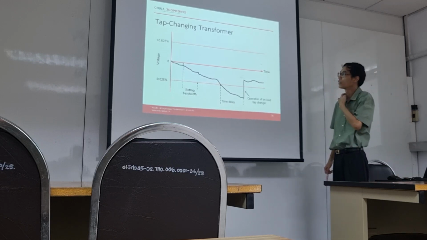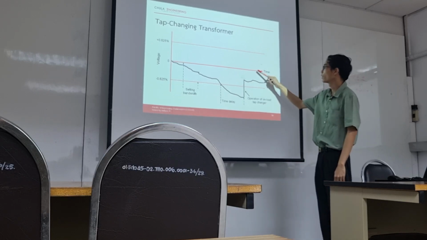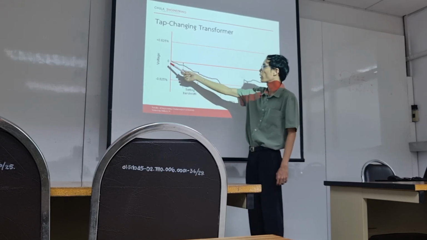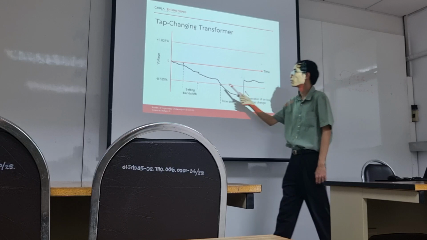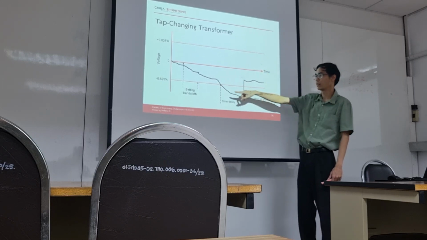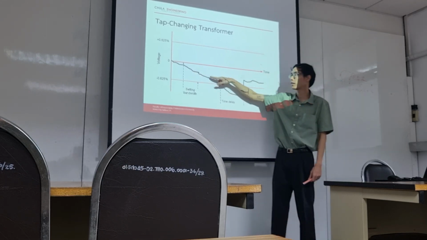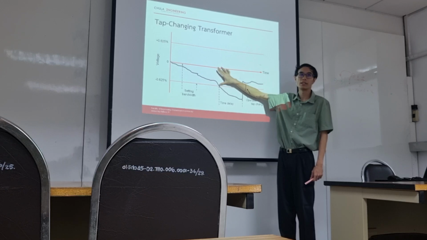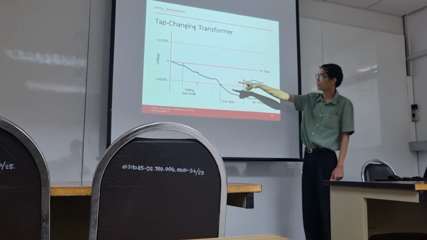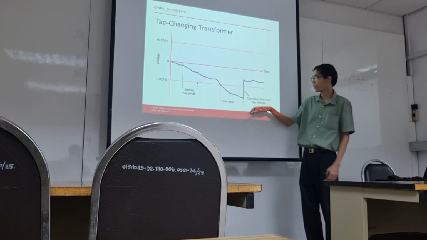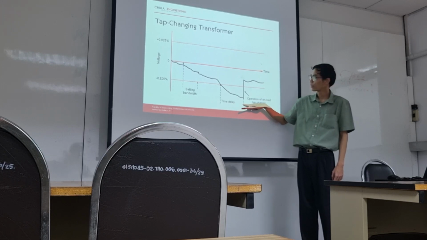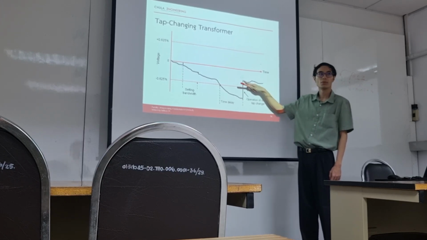This is another one. Suppose this is 1 per unit nominal voltage. This is the plot of voltage versus time. Suppose the voltage looks like this, and this is called bandwidth. When the voltage is inside this band, the transformer does not do anything. But when the voltage drops below this band, 0.625%, for some time, this is the time delay. If the voltage drops below this for some time, the transformer adjusts the tap to boost the voltage.